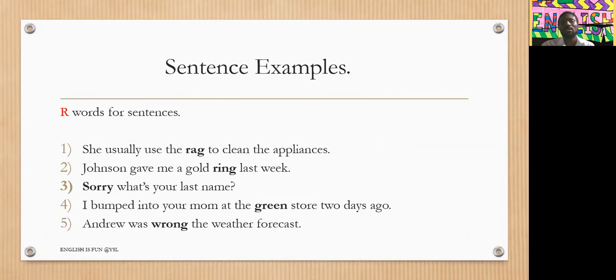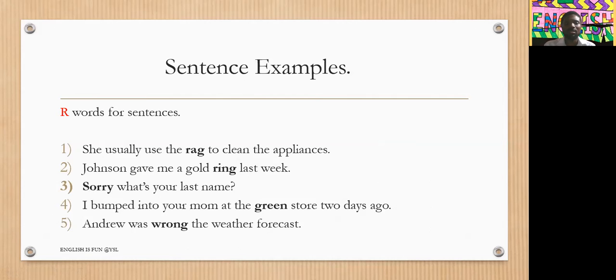The next one: Johnson gave me a gold ring last week. We are talking about the R at the beginning of the word, and it's sounded. Sorry, what's your last name? We are sounding R even though it's in the middle of the word. All right, sorry. What's your last name?